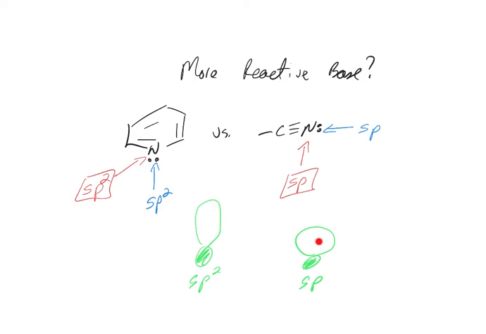If the lone pair is in here, it's closer to the positively charged nucleus, which contains protons, which makes it less reactive, right? It's being held tighter by the nucleus, versus the longer hybrid orbital sp2, which is farther from the positively charged nucleus. So this would be more reactive. So this would be a more reactive base. So this is an example of how hybridization state affects reactivity, right?